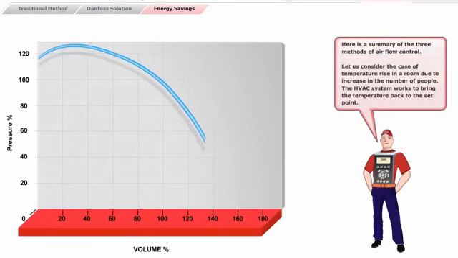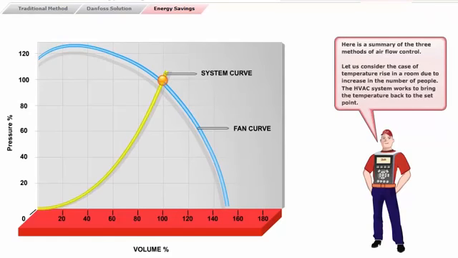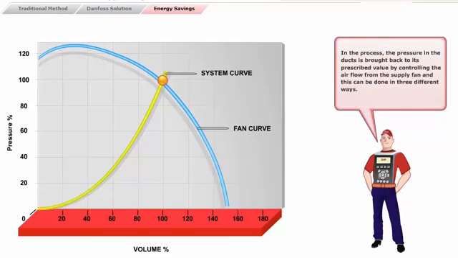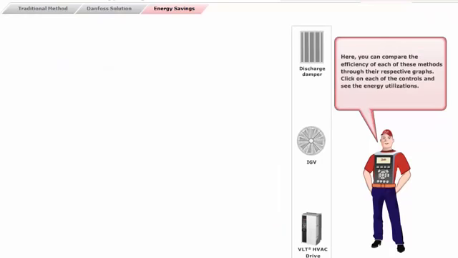Here is a summary of the three methods of airflow control. Let us consider the case of temperature rise in a room, due to increase in the number of people. The HVAC system works to bring the temperature back to the set point. In the process, the pressure in the ducts is brought back to its prescribed value by controlling the airflow from the supply fan, and this can be done in three different ways. Here, you can compare the efficiency of each of these methods through their respective graphs. Click on each of the controls and see the energy utilizations.